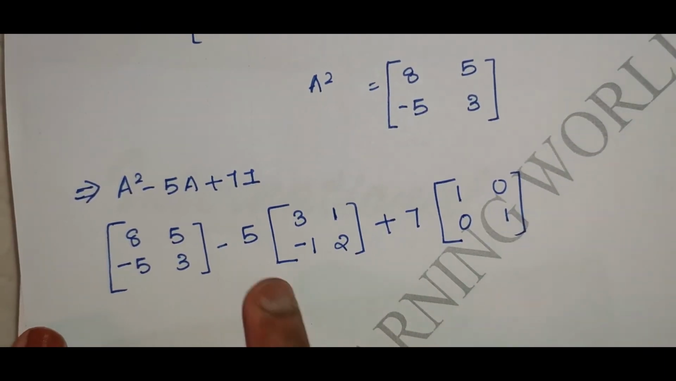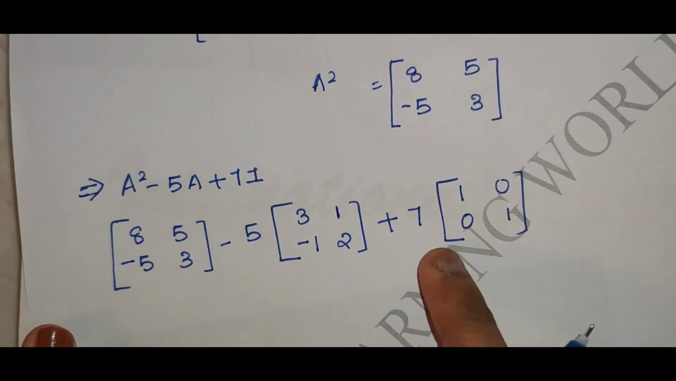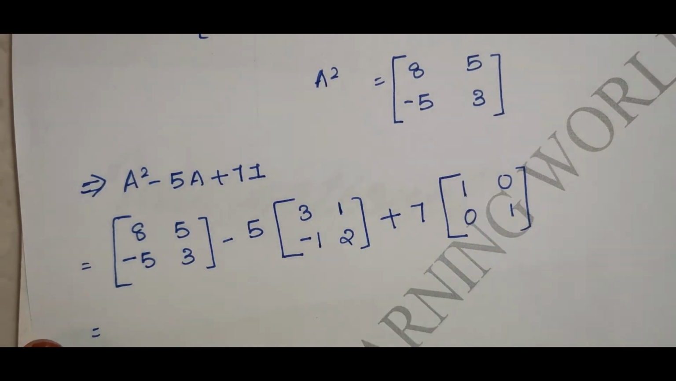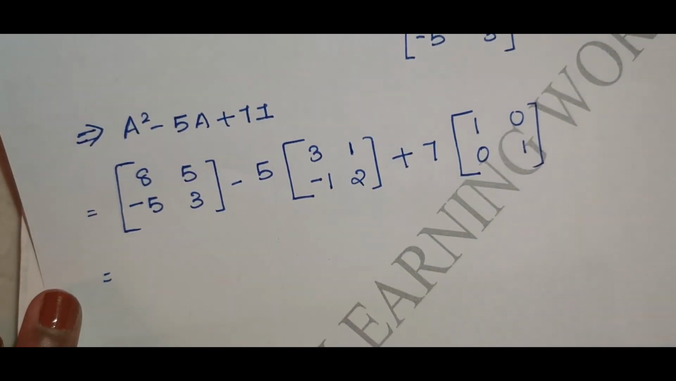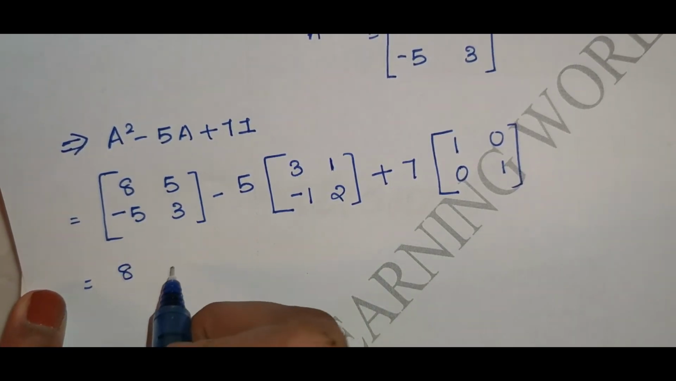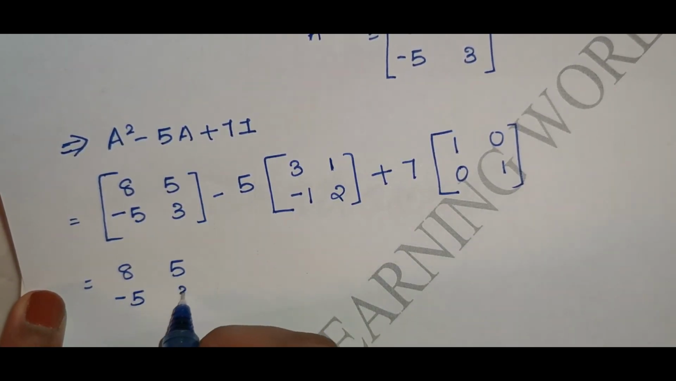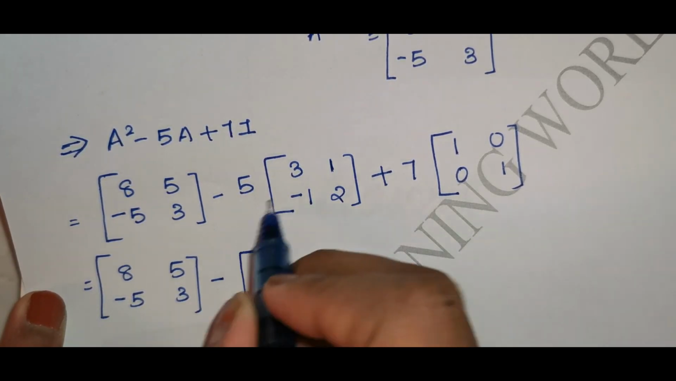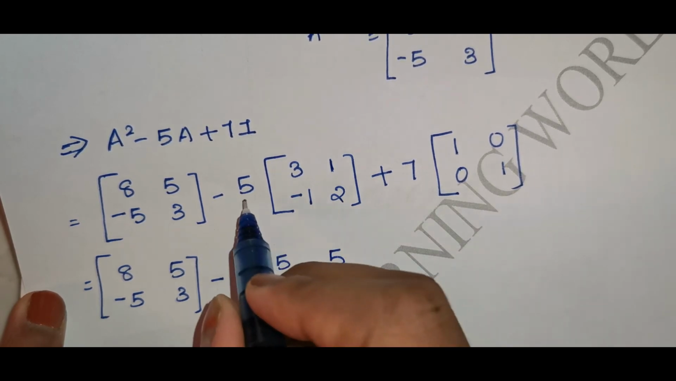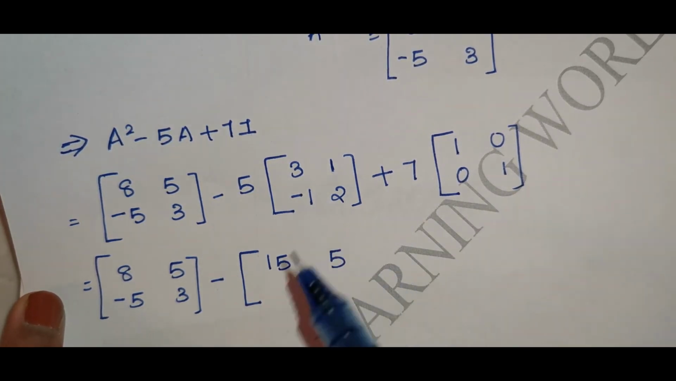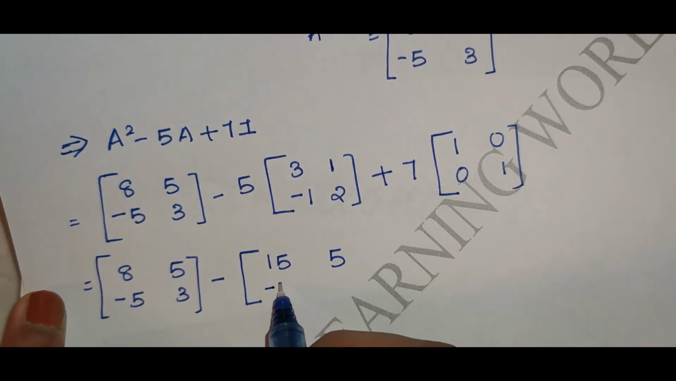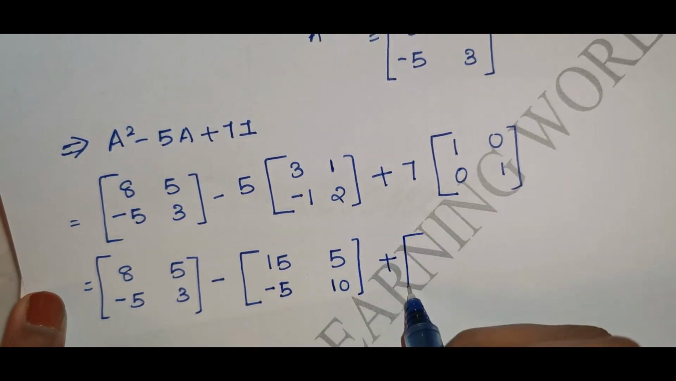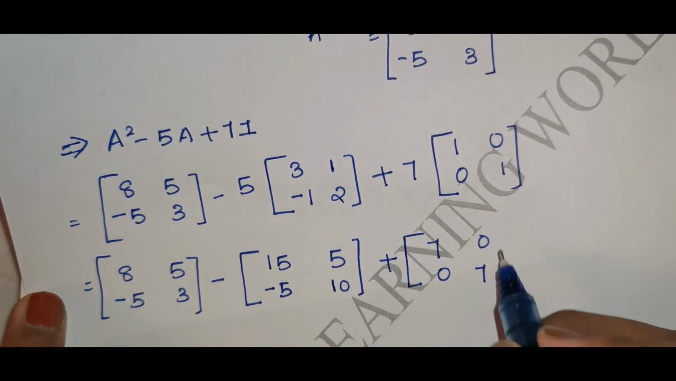So first let me multiply this 5 inside this matrix and this 7 inside this matrix. So that is equal to [8, 5; -5, 3], and minus 5 into 3 is 15. We have to multiply this 5 with each and every element inside this matrix, so this will become minus 5 and this will become 10, plus here also the same, 7, 0, 0, 7.